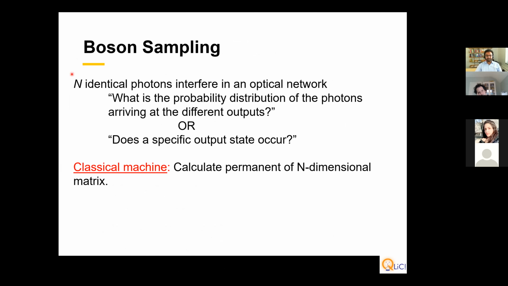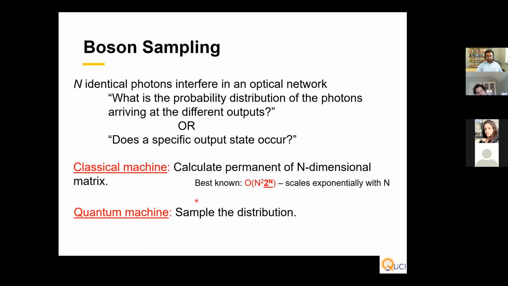Now, the thing with this simple question is that on a classical machine, the best possible algorithm that we know about to calculate the permanent of this matrix is not super efficient. Whereas on a quantum machine, all that we need to do is to sample the distribution. Go with detectors, sit at the output, and build the distribution. The best known classical algorithm, which is called Ryser's algorithm, scales essentially as 2 to the power of the number of photons, which is, in other words, saying that this scales exponentially with the number of photons.